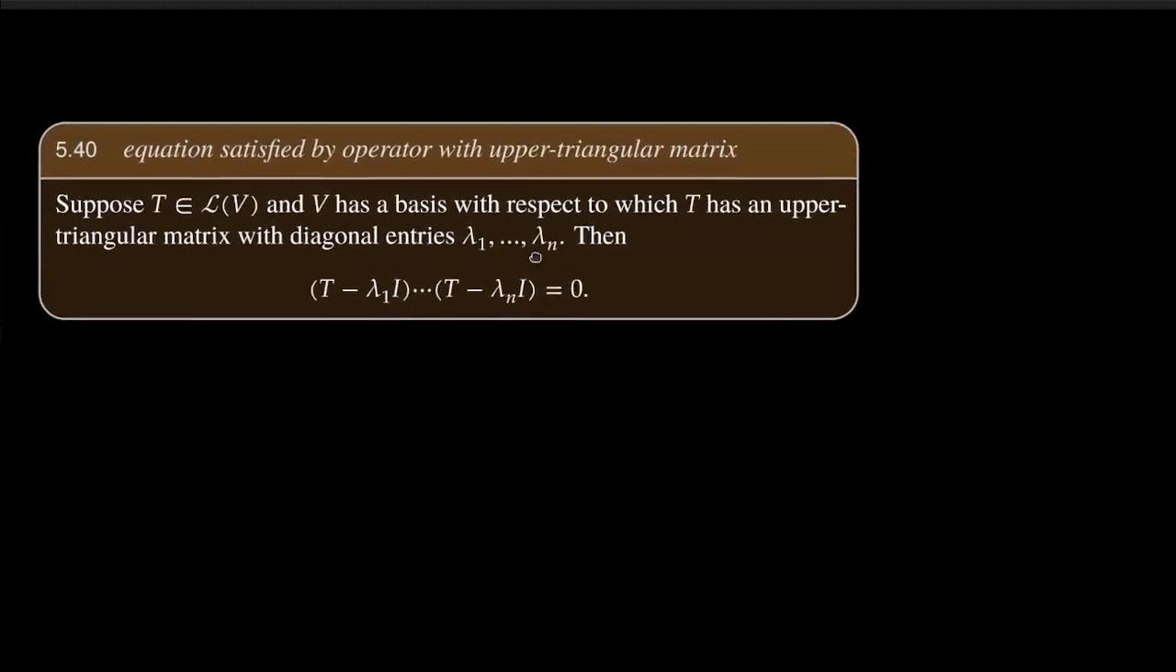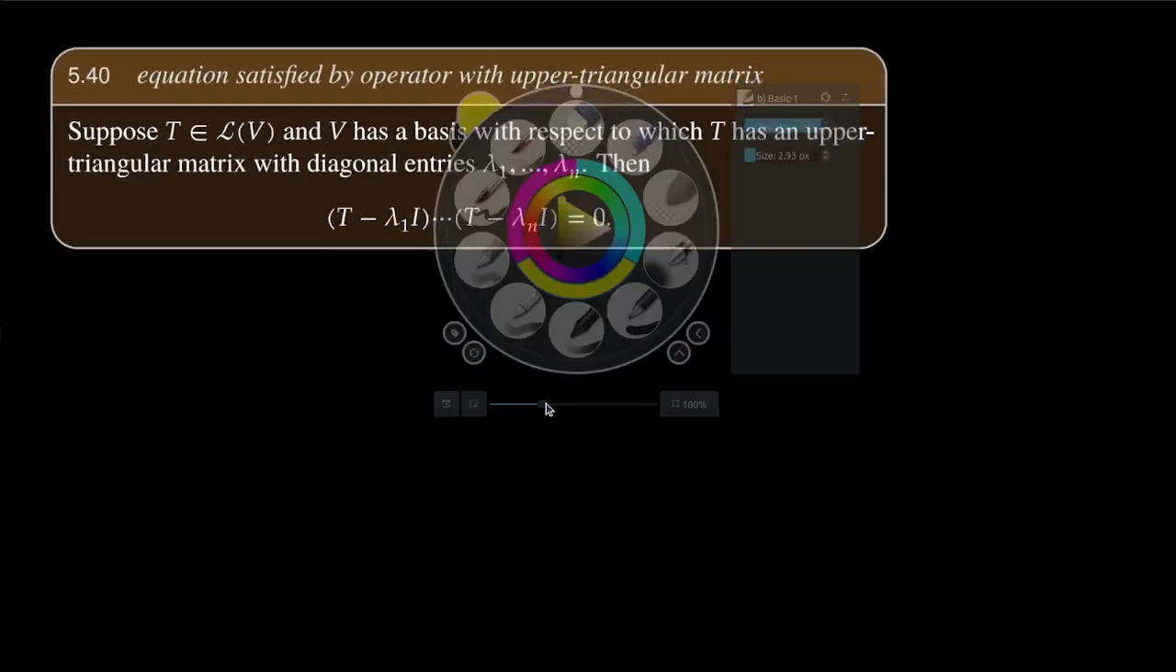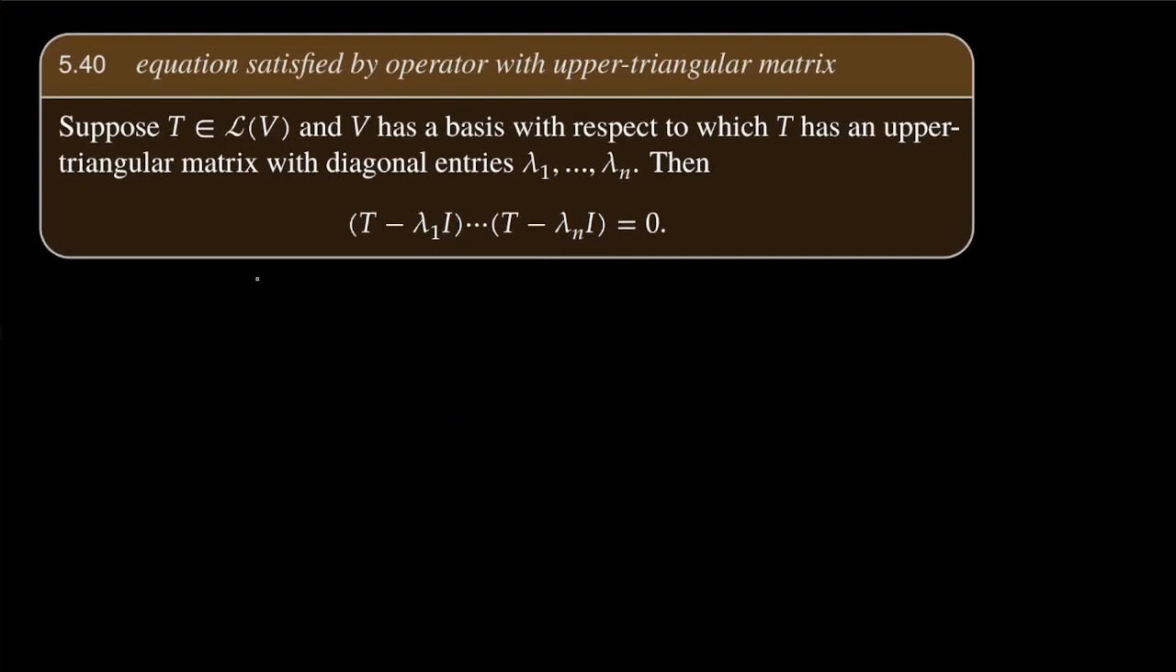All right, get ready. Suppose that T is an operator on V, a finite dimensional vector space, and that V has a basis with respect to which T has an upper triangular matrix, and its diagonal entries are lambda 1 through lambda n. Then, get ready. (T minus lambda 1 I) through (T minus lambda n I), the product of all those guys, is the zero operator. What?